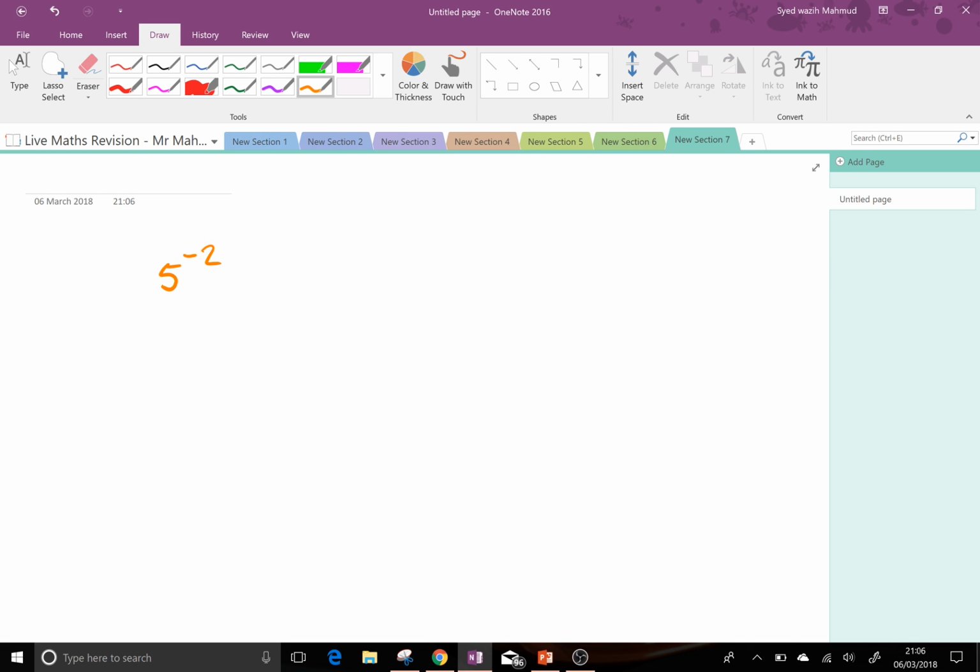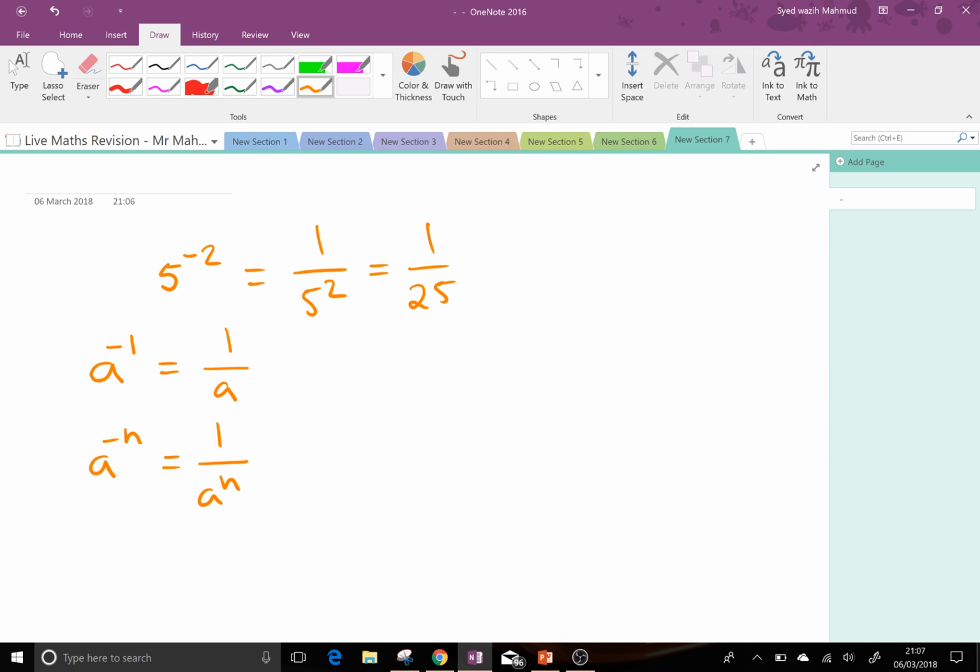Say for example we have a to the power of minus 1, so it is always going to be 1 over a. If you have a to the power of minus n, it is always going to be 1 over a to the power of n. So you probably guessed it by now, 5 to the power of minus 2 is going to be 1 over 5 squared. And all you have to do is simplify 5 squared, which is 1 over 25.